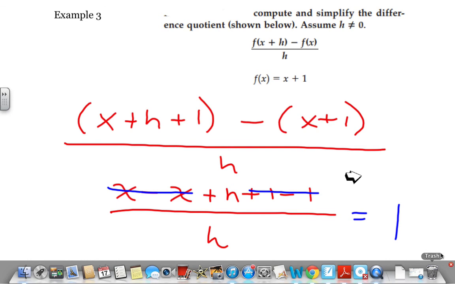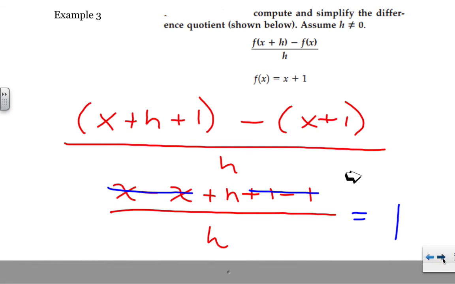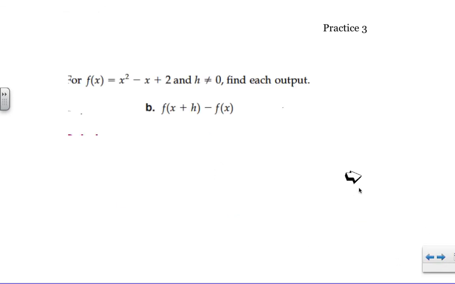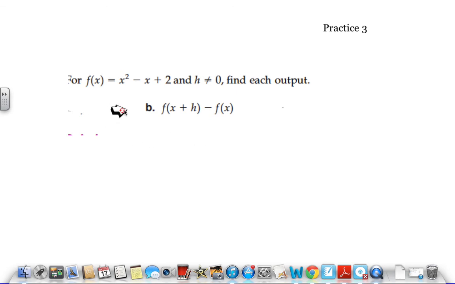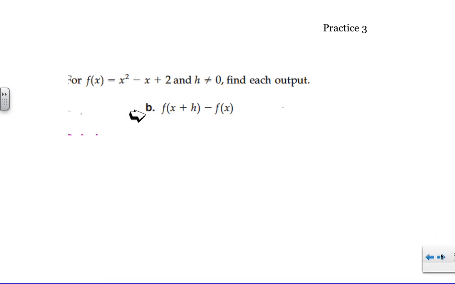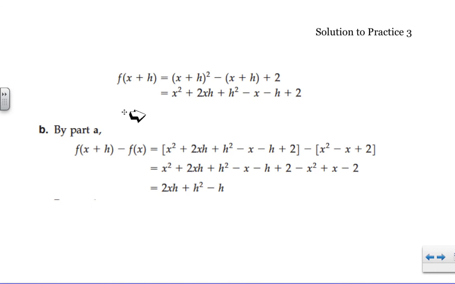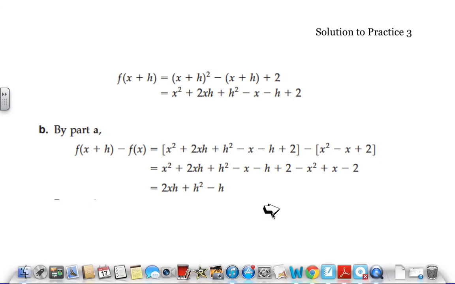So, all right, let's see if you can do one of these on your own. So this is a simpler one. This doesn't have the divided by h, okay? But it has f of x plus h and then minus f of x. So plug them in and then simplify. And here's your solution. So, all right.